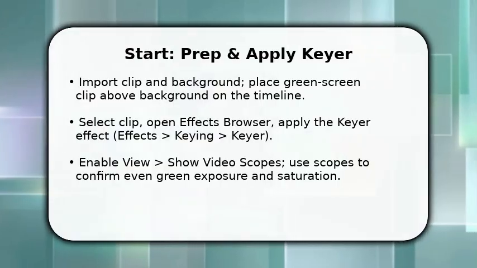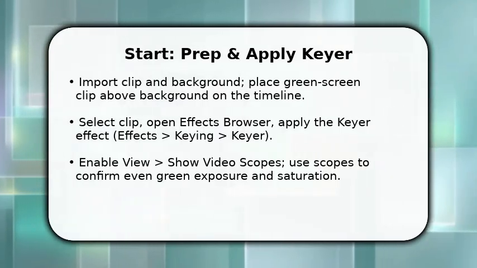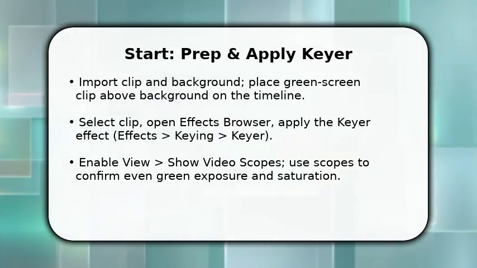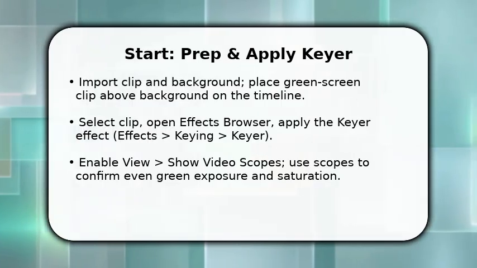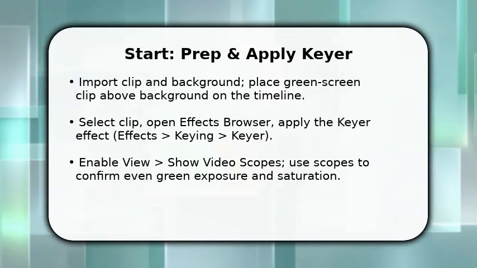You begin by importing both your green screen footage and the background plate, then stack the green screen clip above the background on the timeline. Once done, select the green screen clip and apply Final Cut Pro's keyer from Effects Keying Keyer.